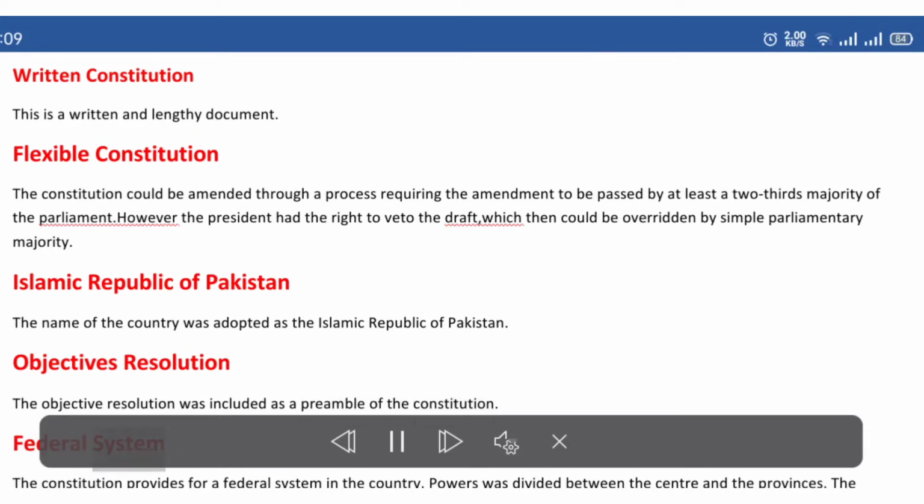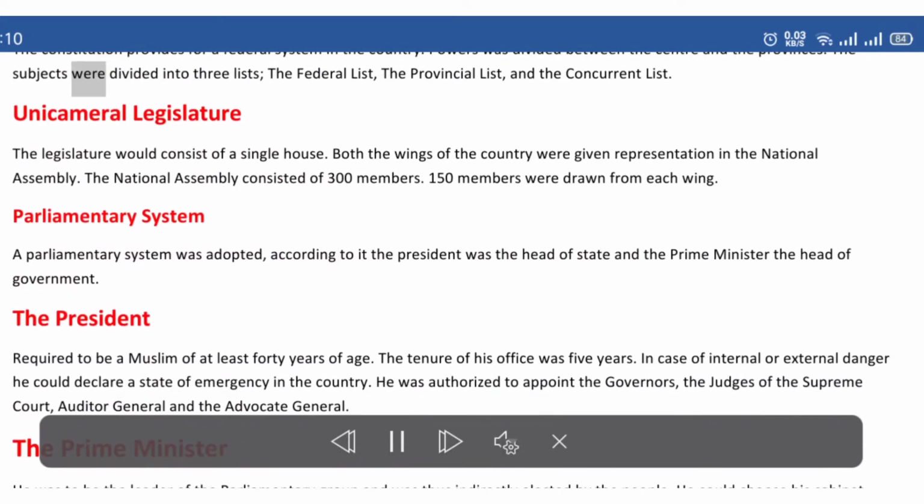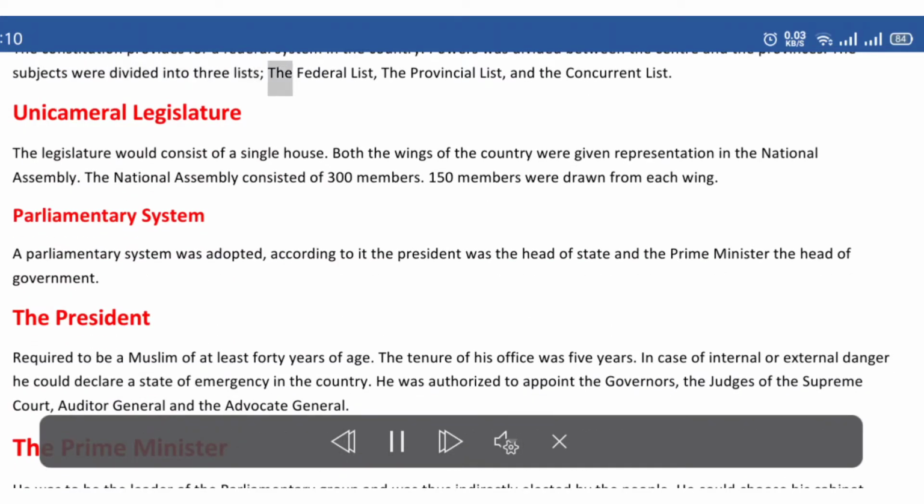Federal System. The Constitution provides for a federal system in the country. Powers were divided between the centre and the provinces. The subjects were divided into 3 lists: the federal list, the provincial list, and the concurrent list.